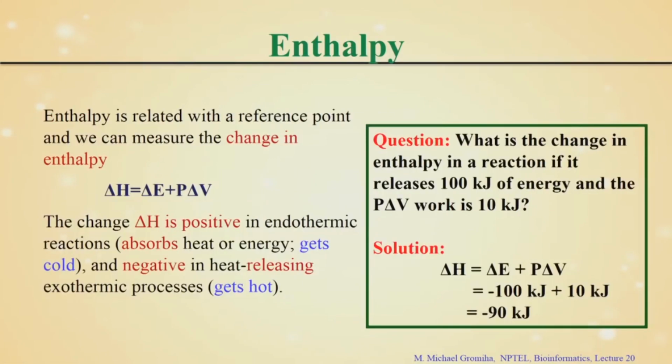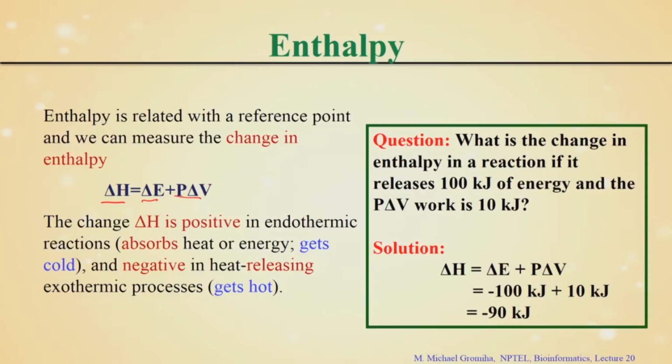Enthalpy can be obtained relative to a reference point, not for any specific point. So in this case you look at the change in enthalpy, delta H, not the absolute enthalpy. This can be seen with respect to any reference point. It can be related as delta E plus P into delta V, because of a change in volume and a change in internal energy of the system.